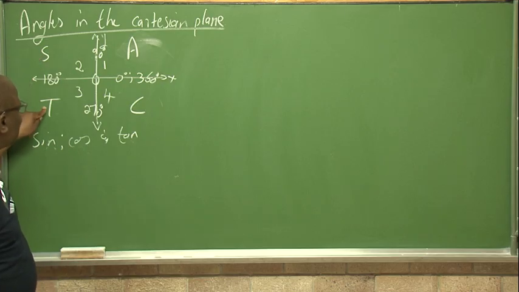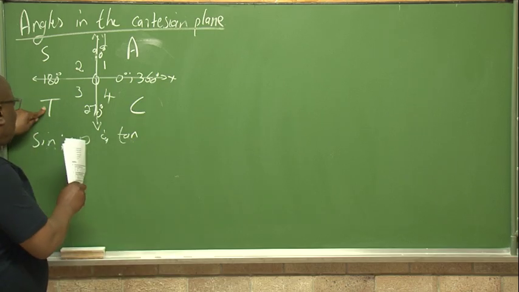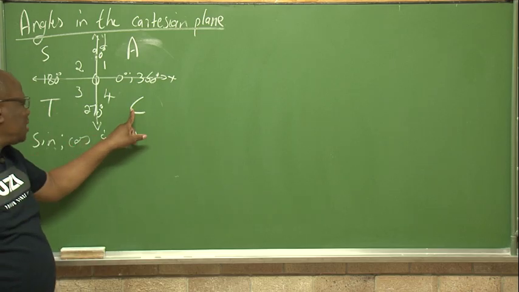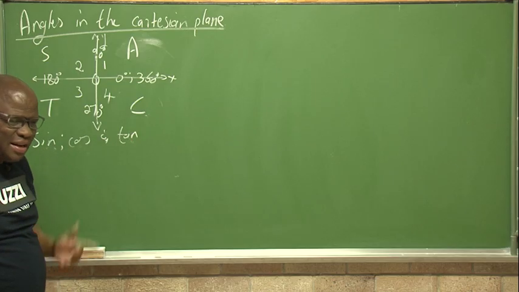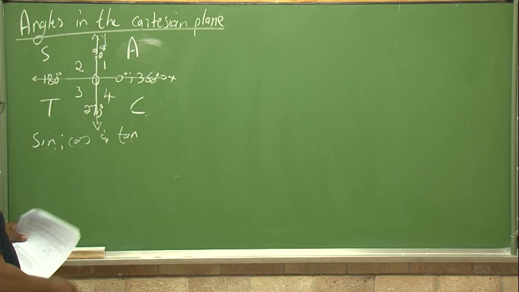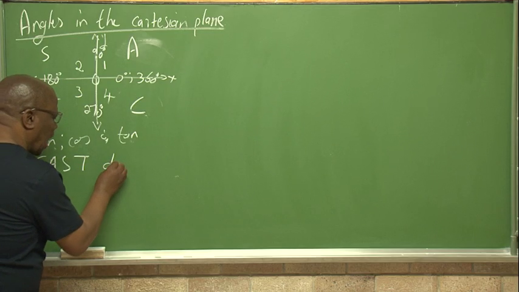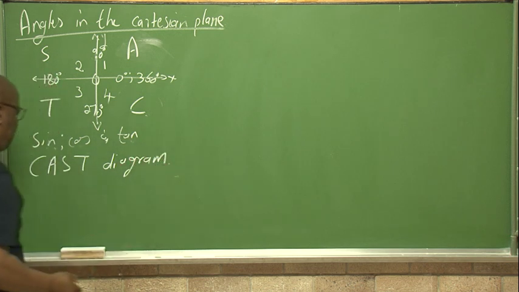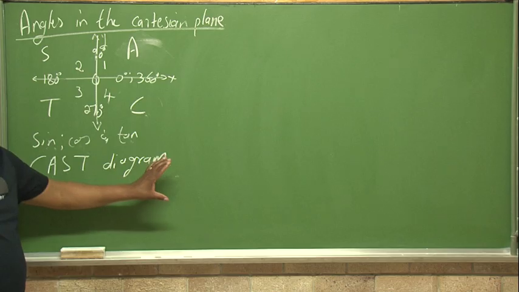In the third quadrant, tangent is positive. The other two trig ratios, sine and cos, will be negative. In the fourth quadrant, only cos is positive, but tangent and sine will be negative. So this diagram, in short, is called the CAS diagram. C for cos, A for all, S for sine, T for tangent. This is called the CAS diagram.